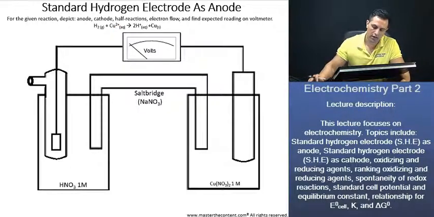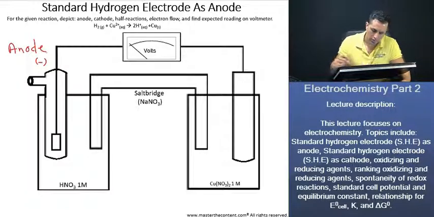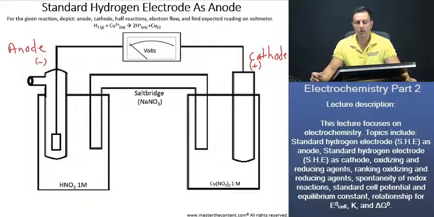Thus, we know that if this here is our hydrogen electrode, that's where oxidation is going to take place, and thus this will be our anode, in case it wasn't given to you and you had to deduce that yourself. And here is our cathode.